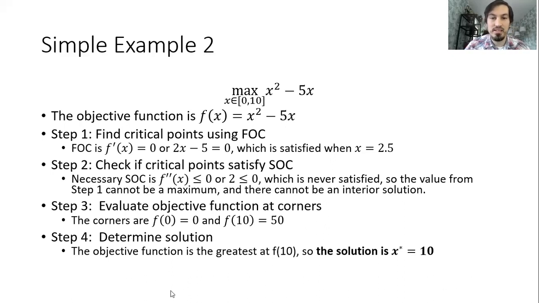You guys have any questions about that example? Ready for a little harder one. If anybody has any questions, just let me know.